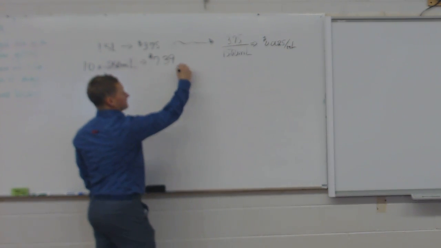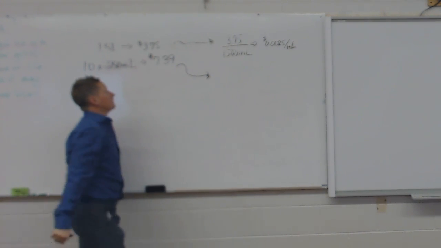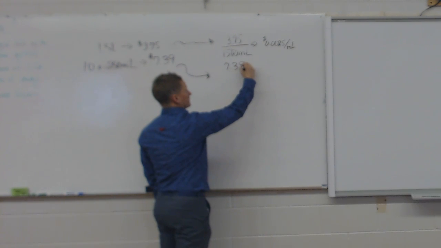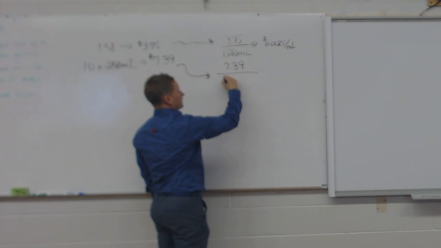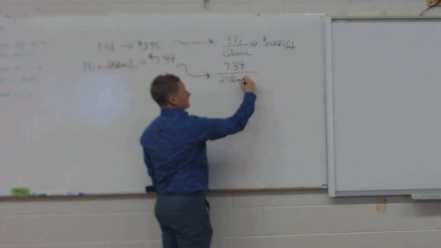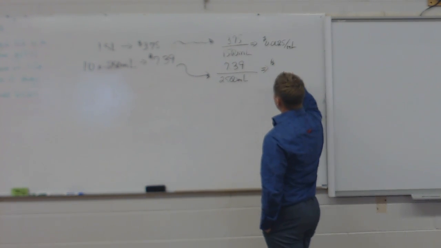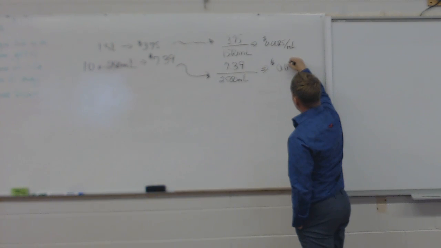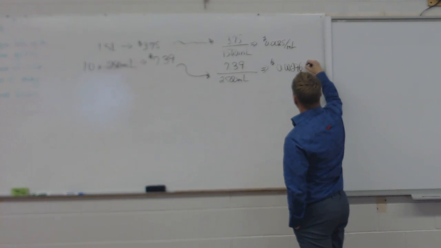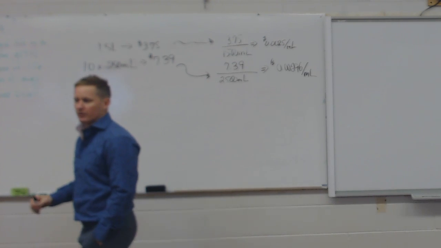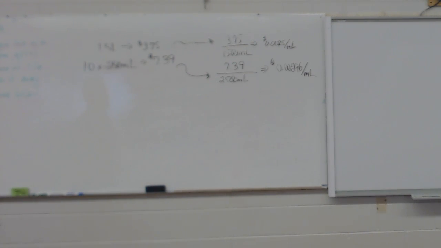What about this guy? 7.39 divided by 2,500. Why 2,500? Because there's 10 of them, 2,500 milliliters. Okay, good. And what does it work out to? 0.00296 per milliliter. So which is the better option here?